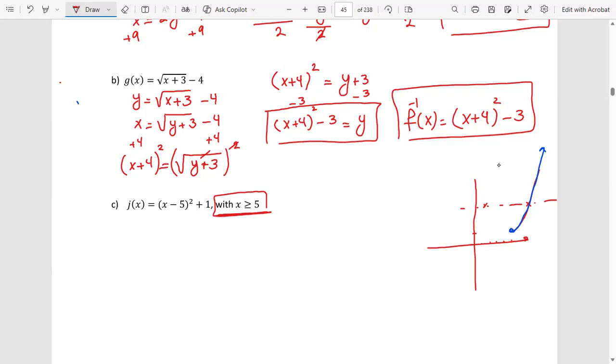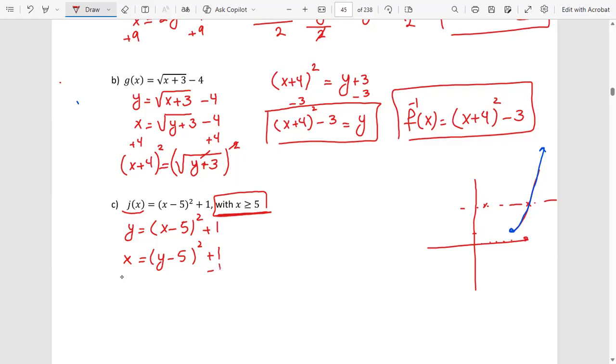After making sure that the function is one-to-one, now it's time to replace j of x by y. Switch x and y. Isolate the y. Isolating the y from the right side means subtract by 1 to cancel 1, square both sides to get rid of the power, and add 5 to get rid of 5. So we do it step by step.